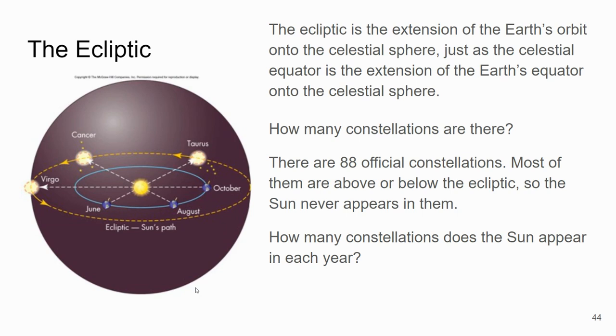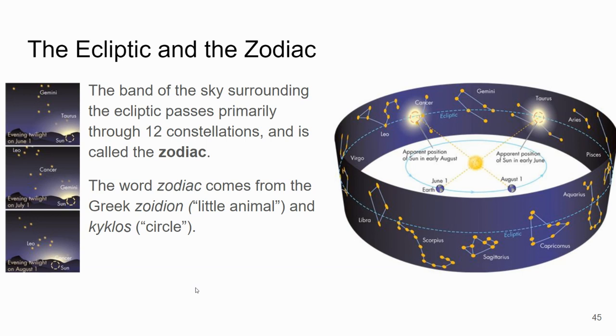So how many constellations does the sun appear in each year? About 12. You astrology fans would love it if it were exactly 12, but it's not 12 actually. It's actually 13. But yeah, we say 12. This is one of the things that leads to months. So that band of 12-ish constellations that the sun ever appears in, that's what the zodiac is. So, what does zodiac mean? It's from the Greek zoidion, meaning little animal, like zoo animal, and kyklos or cyclos, circle. Put those words together, you get zodiac.